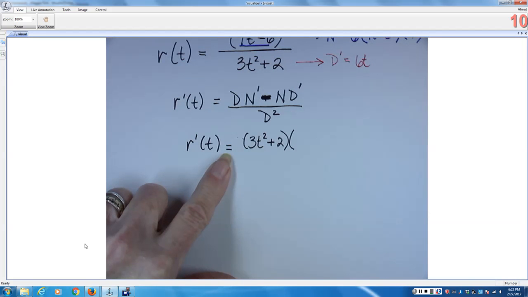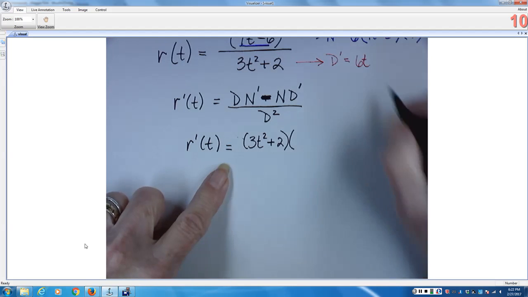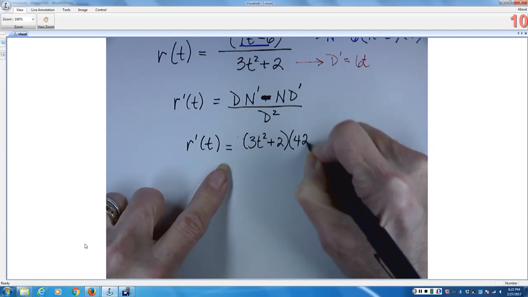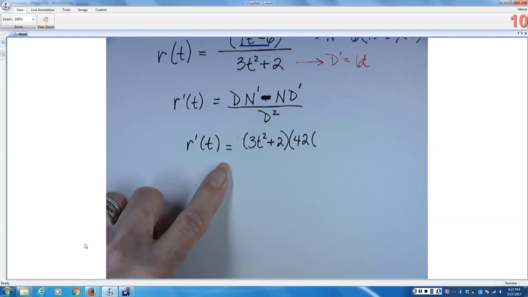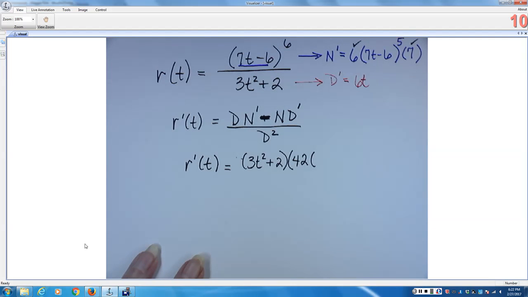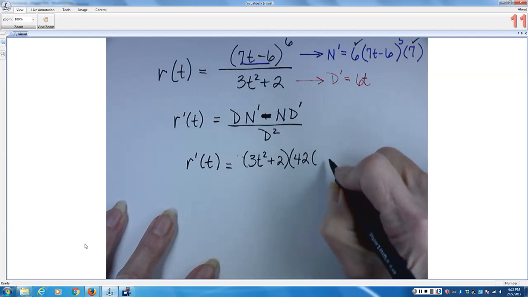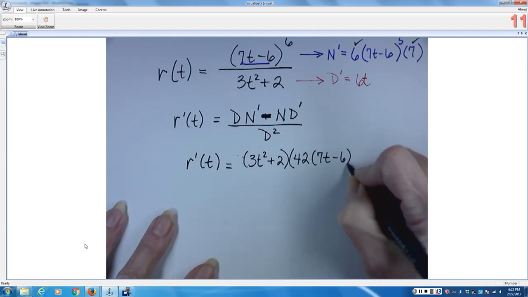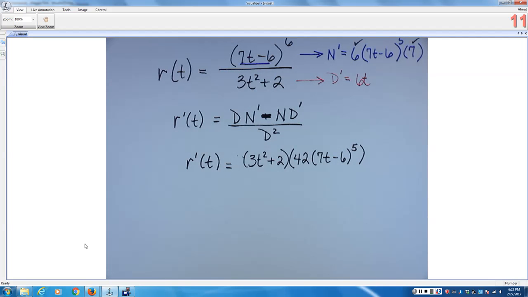And you could simplify it if you want to by saying 6 times 7 is 42. If you want to save that extra set of parentheses, that's okay. You know, when I see something that's fairly easy to do, I'll go ahead and do it, just to save typing. And then 7t minus 6 is in the parentheses, and that's to the fifth power. The only reason I did that was to avoid a bunch of extra parentheses. I didn't have to.